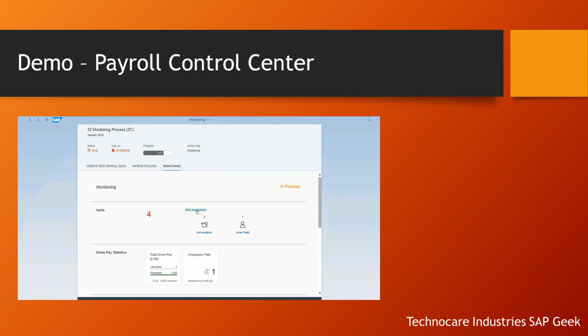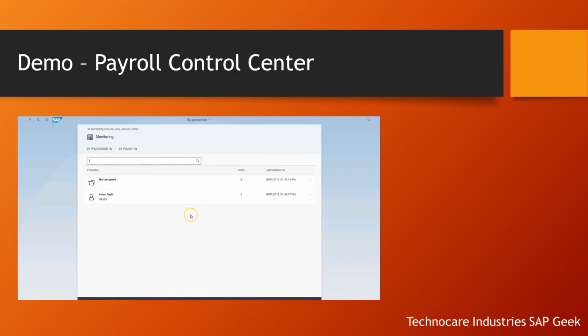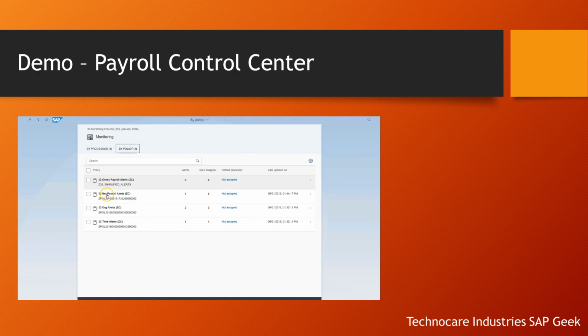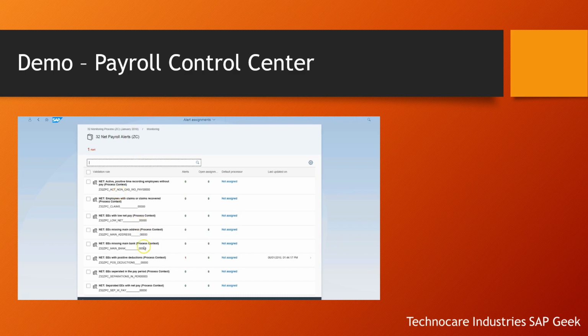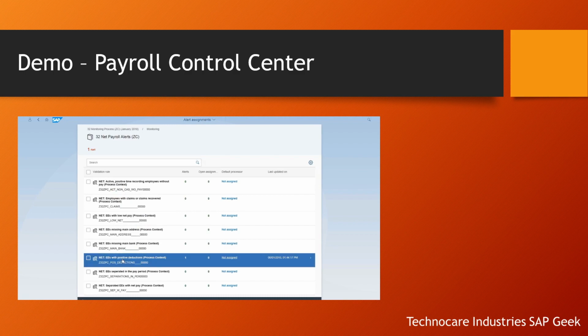So let us go to alert assignment. Under alert assignment, again there are two sections: my processes and by policy. So we can see alerts by policy. Let's say by policy we have 4 different policies, and under, let's say, net payroll alerts or gross payroll alerts, we have basically categorized the errors into different policies, and those different policies we can assign to different administrators. Inside net payroll alerts, you can see I have one error for employees with positive deduction.